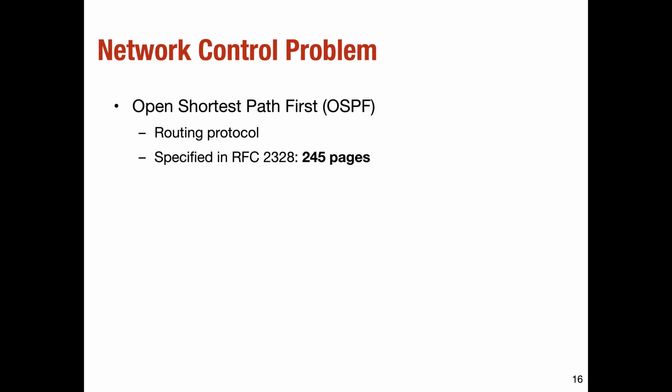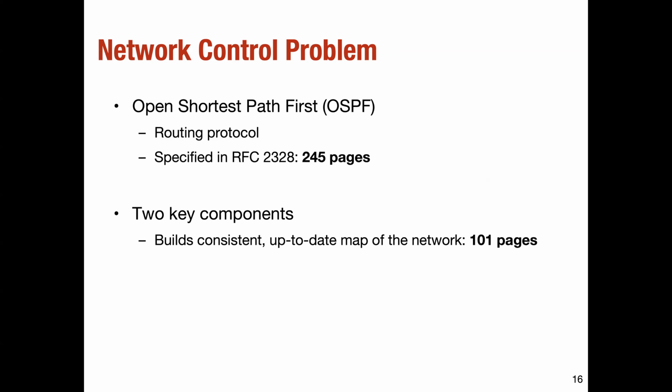But what are these 245 pages talking about? There are two key components in the OSPF specification. One talks about how the network can build a consistent up-to-date map of the network, right? And it spends 101 pages talking about how that goal can be achieved. The second part, which is most important from the control perspective, is the Dijkstra algorithm that selects the shortest path first, that operates on the map, and that is specified with just 4 pages in the specifications, right?